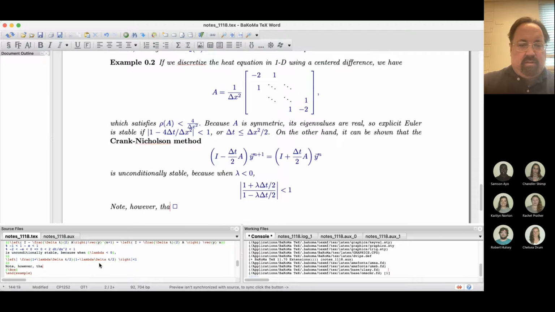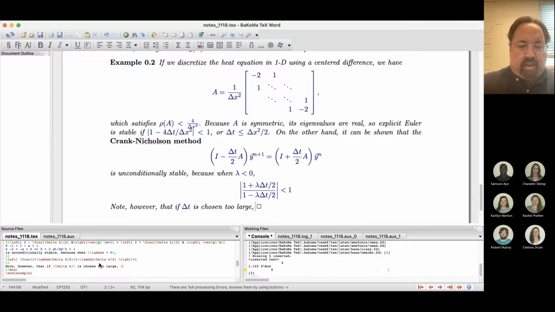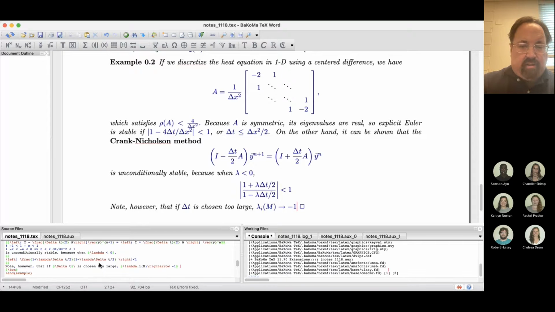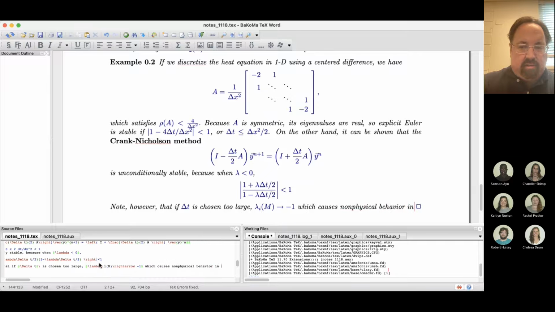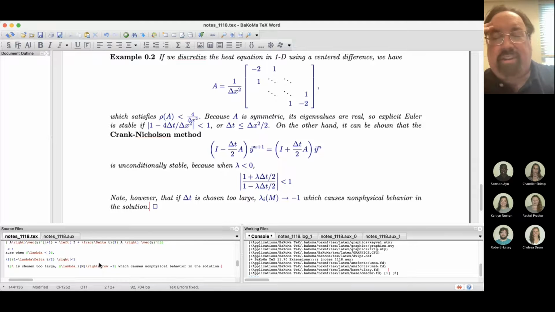Now, if you choose delta t too large, then certain eigenvalues of M, not A, are converging to -1. What happens is basically the solution gets negated each time step. It's jumping around, which is not something that you would expect to see in nature. Certainly, heat diffusion would not behave that way. So even if, for the sake of stability, you're able to choose literally as large a delta t as you want, that can cause other problems. That's just something to be mindful of.